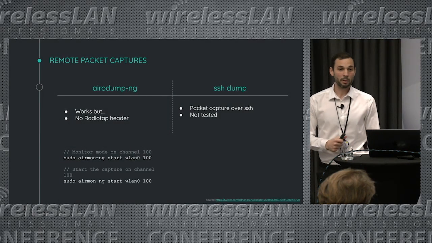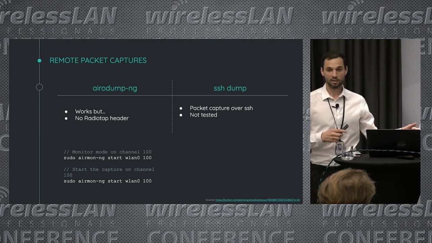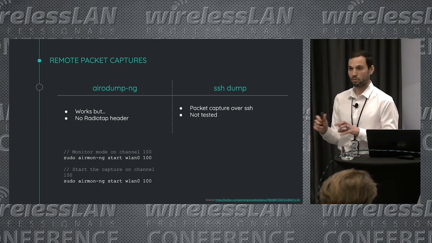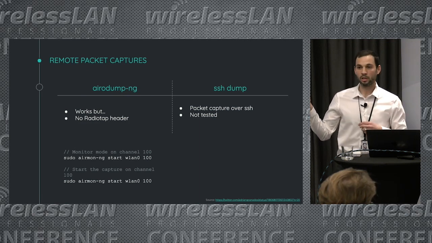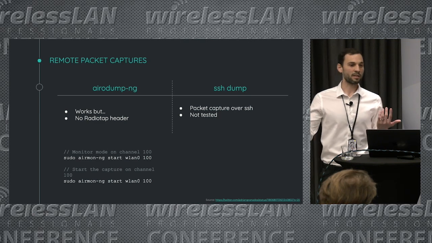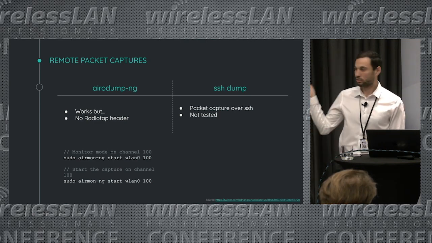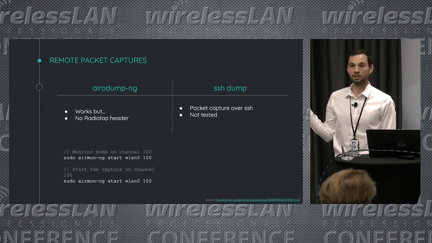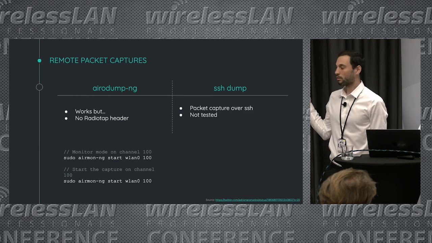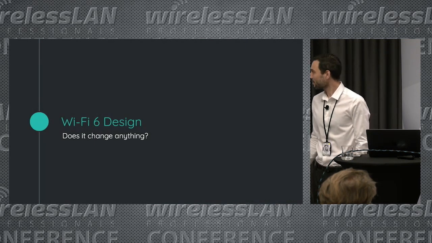We tried to look at remote packet capture options because it's nice to have the Jetson Nano somewhere and just do it remotely. Airodump worked, but we didn't get the radiotap headers, so it wasn't as convenient. And then SSH dump, Adrian Granados talked about this on Twitter, but I didn't have time to test it out. Maybe we can leverage that to make it work in the future. Did you try it out? No? All right, so we'll see.